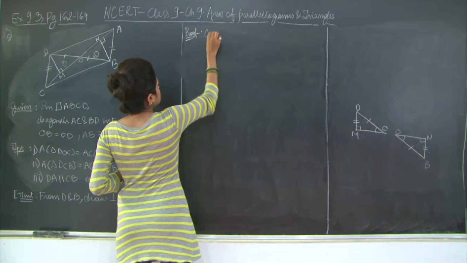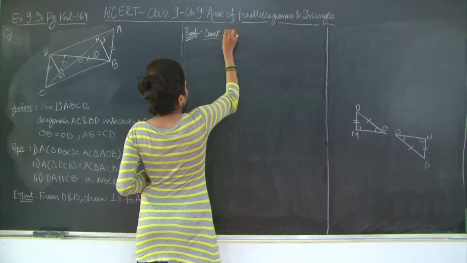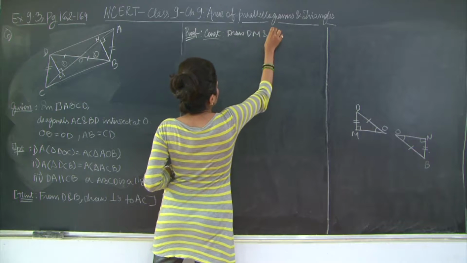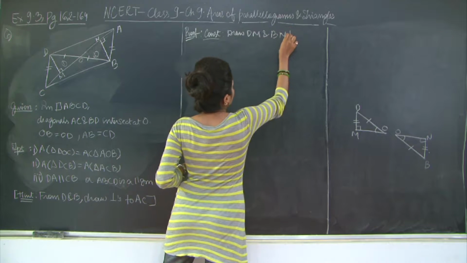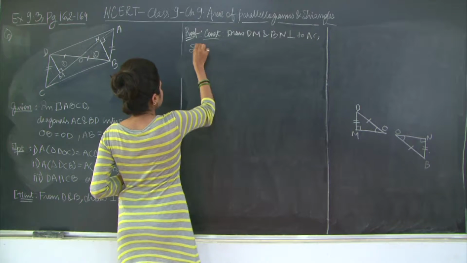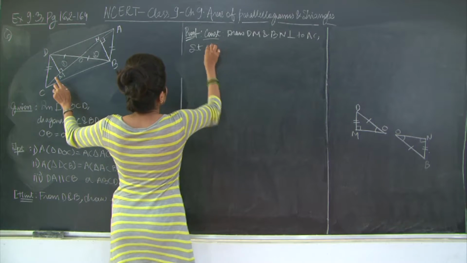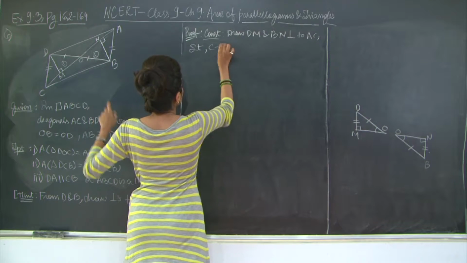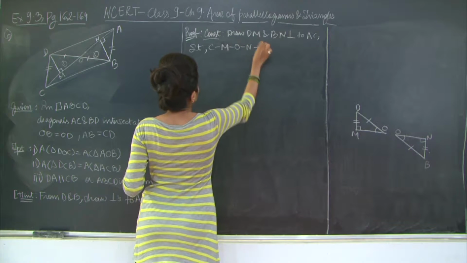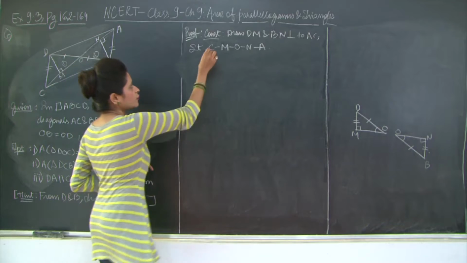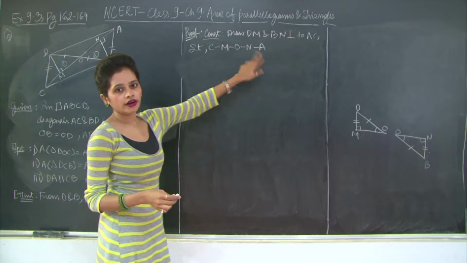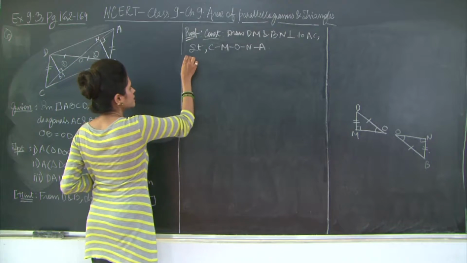First, I will have to write the construction. Draw DM and BN perpendicular to AC such that C, M, O, N and A. This means that all these vertices C, M, O and A, they lie on the single line CA or AC. Now, let us go ahead and prove the first section.